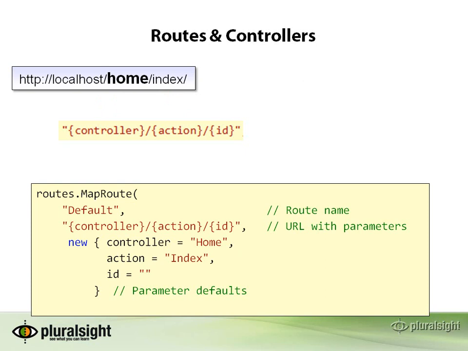The words inside those curly braces will be the parameter names. If the routing engine doesn't find a specific piece of data in the URL, it can use one of the default values that we specify in the parameter defaults. Let's switch into Visual Studio and experiment with this.